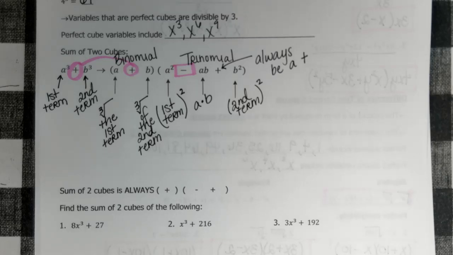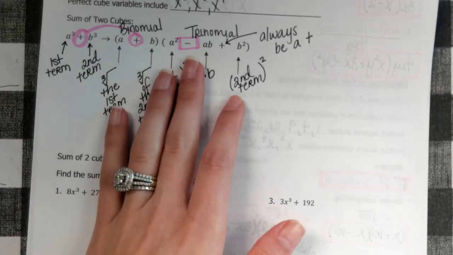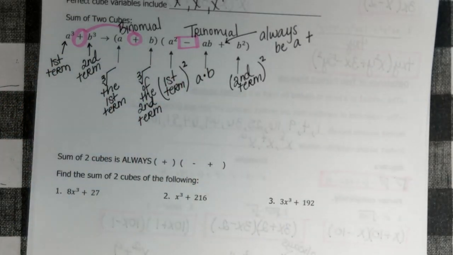It seems confusing, but it's really not. Once you do about 3 examples, you get it. Now the difference of two cubes is the exact same. You just start with a minus, so this would be a minus and that would be a plus. The formula is still the same.